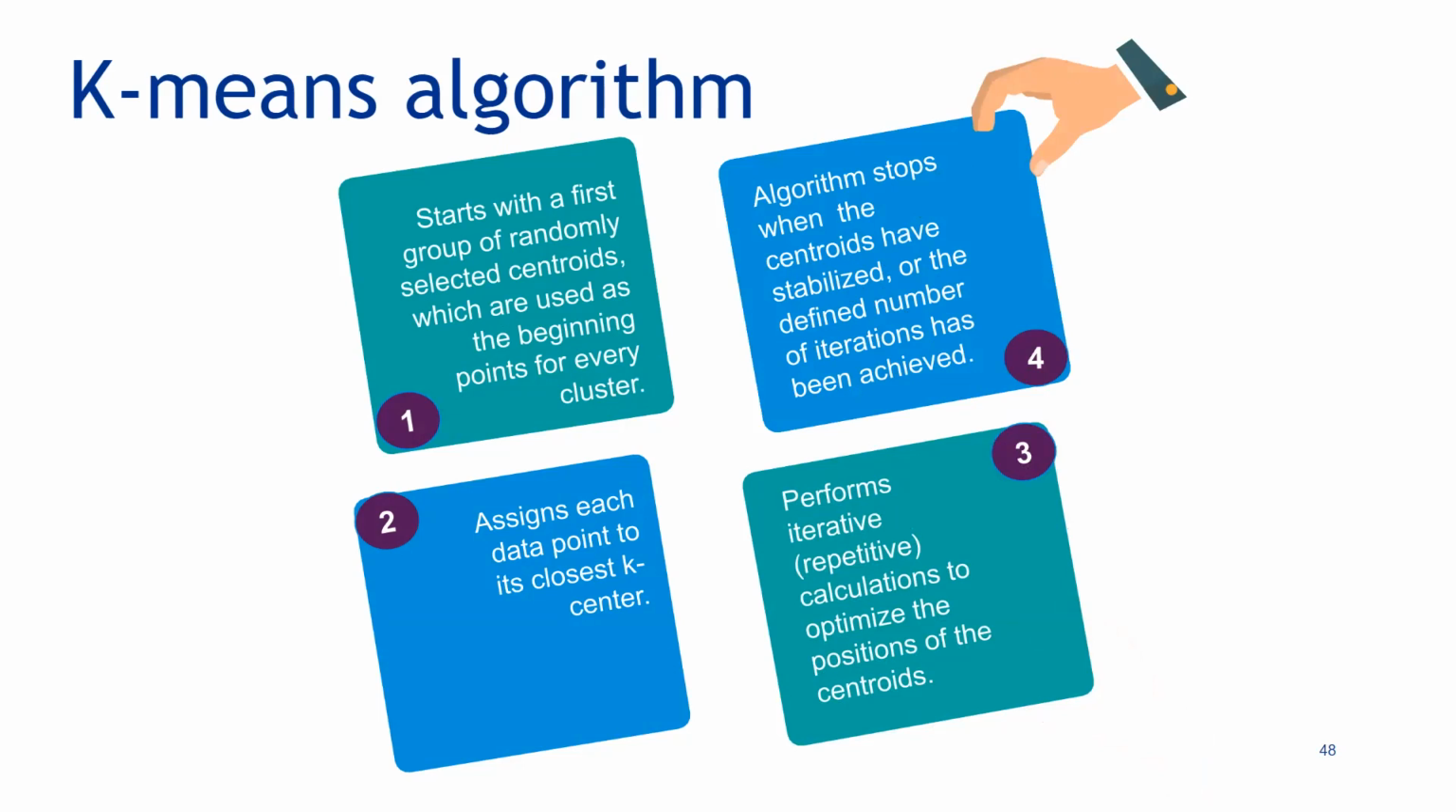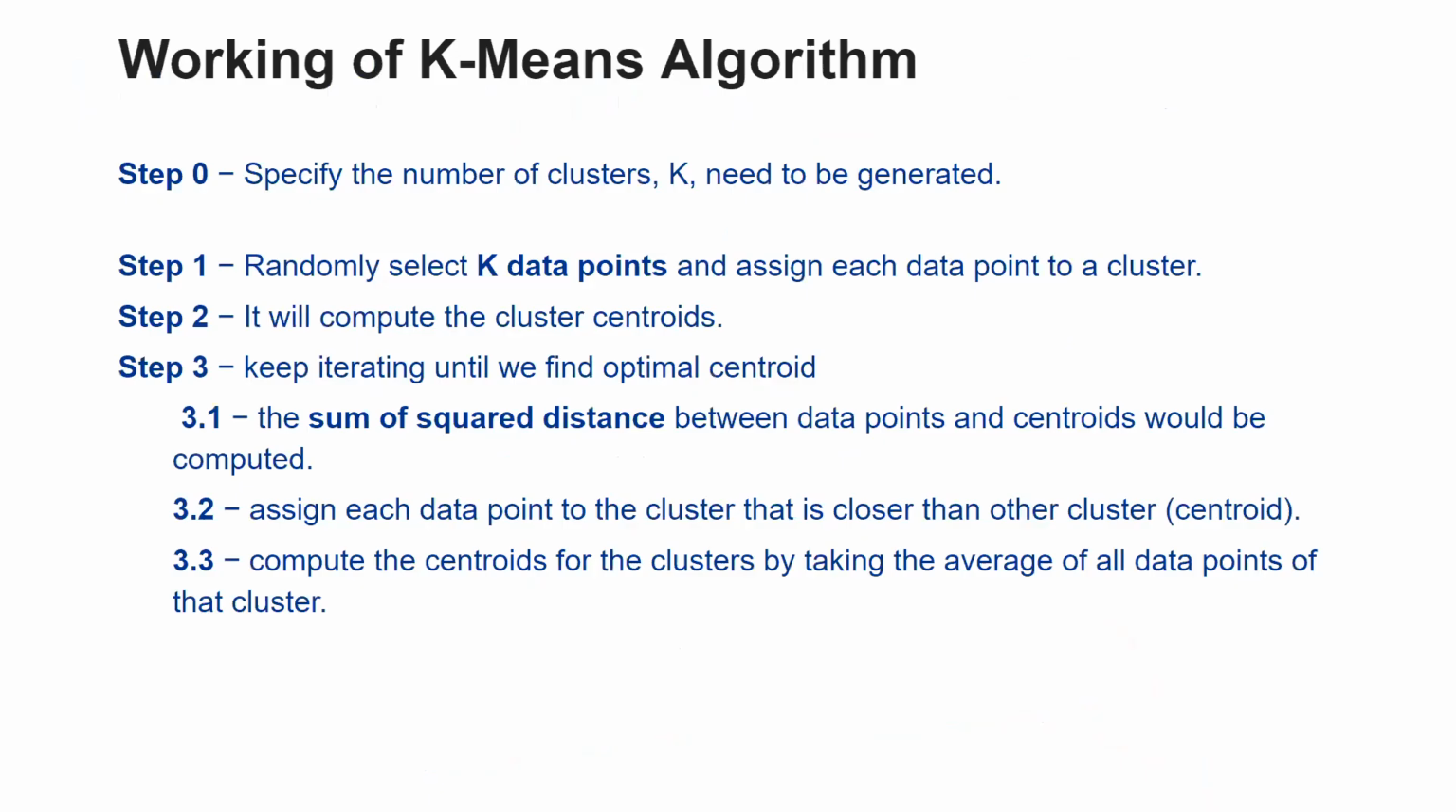Maybe we have predefined the number of iterations, so that after this number of iterations our algorithm must stop. Or there is no change happening in the centroid position or the data points lying in that cluster. There are some steps in the working of the K-means algorithm. Step 0: first of all, we need to specify the number of clusters which are going to be generated. Using K-means, we have to predefine the number of clusters.